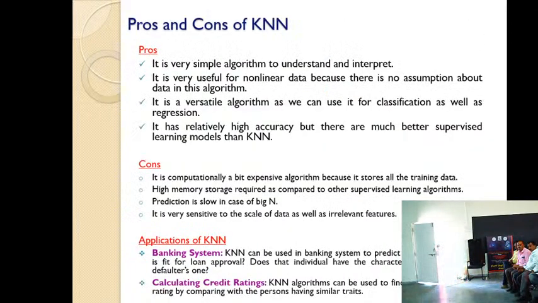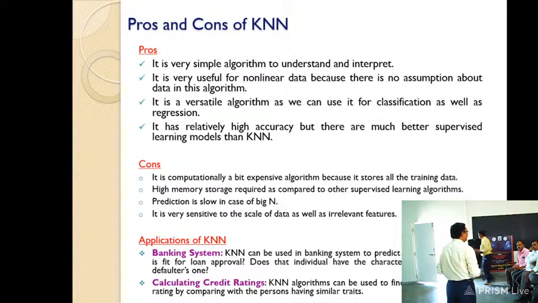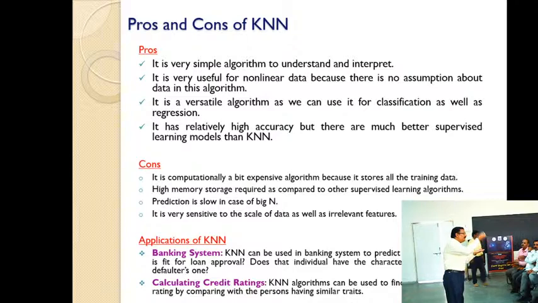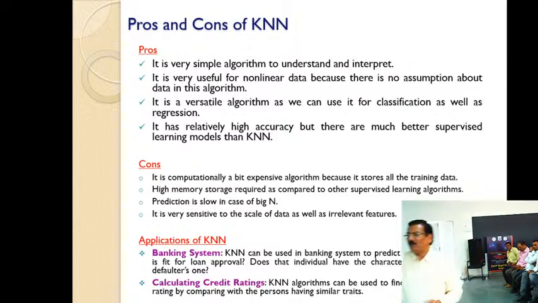This is the pros and cons of the KNN algorithm. You have many advantages of the KNN classifier. The major disadvantage is that it is a computationally expensive algorithm because you store all the training data. Whatever training you are doing, every trained data is going to be stored in your computer. That's why the computational complexity automatically will be higher. So that is one of the major disadvantages here. You will have many applications in banking systems, calculating credit rankings, and many things. Next.